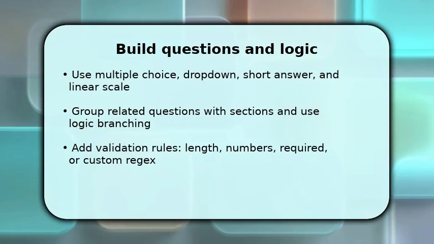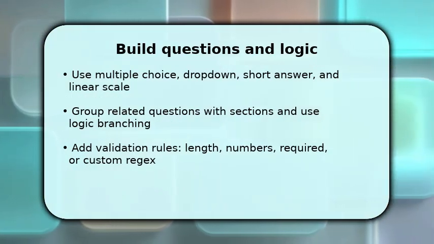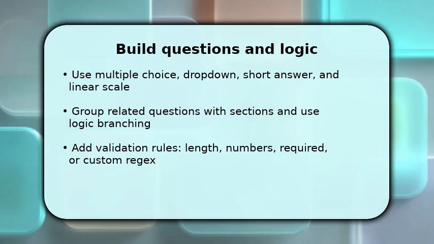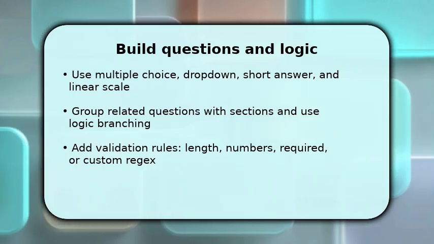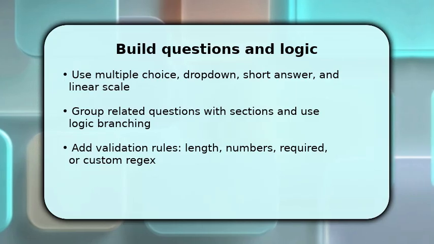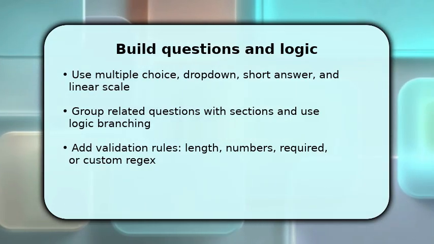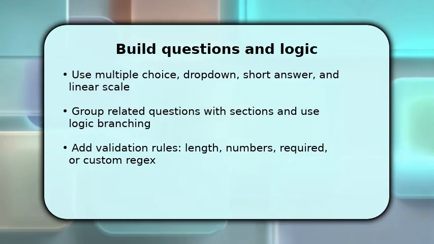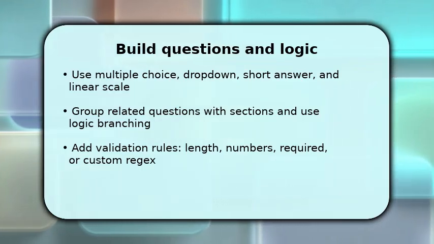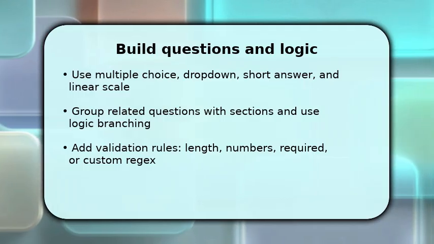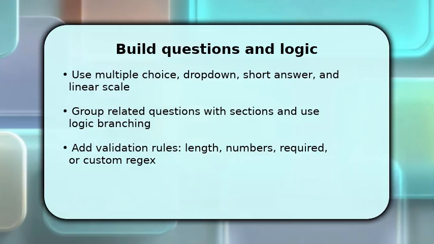You now add questions, mixing multiple choice, drop-downs, short answers, and linear scales so you capture both quantitative and qualitative data. As you go, group related items into sections and apply section-based branching to guide respondents only to relevant questions. Make sure to add response validation for emails, numbers, and minimum lengths to reduce bad data.